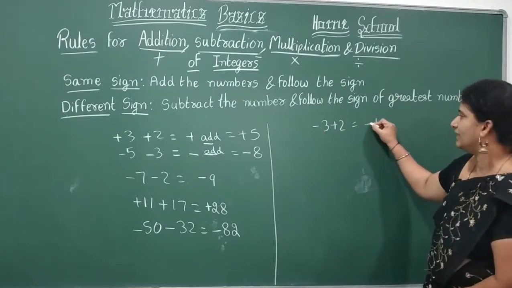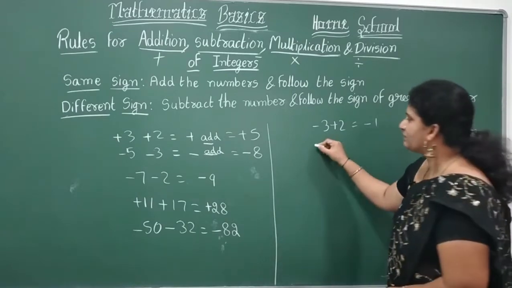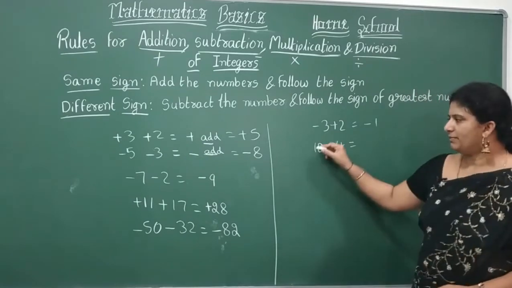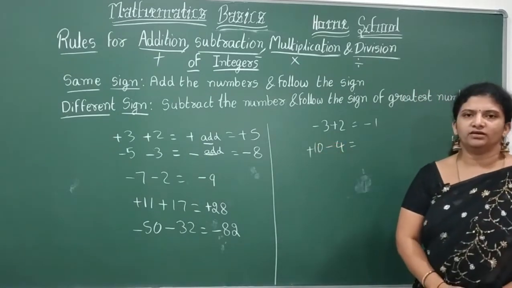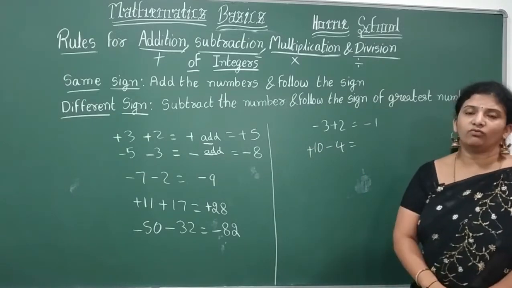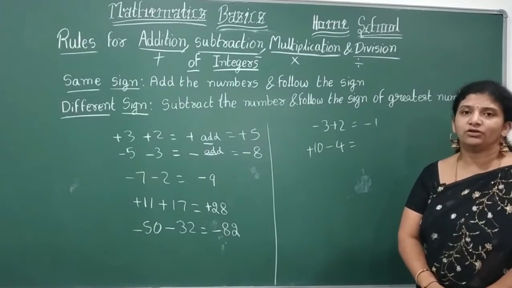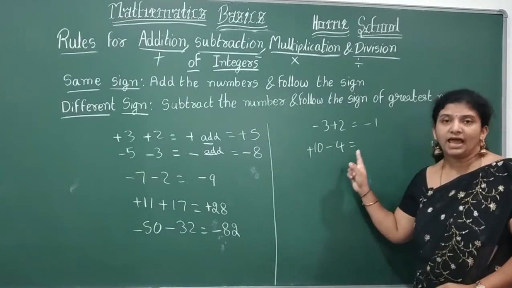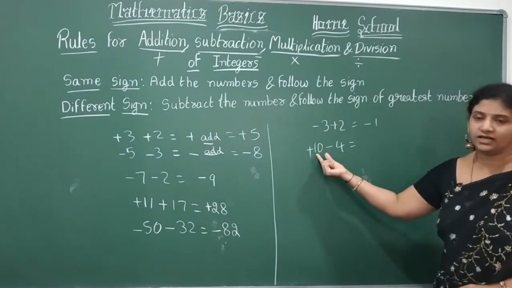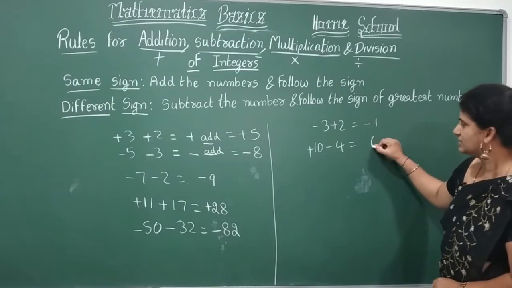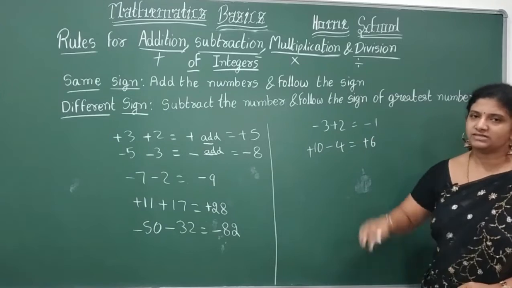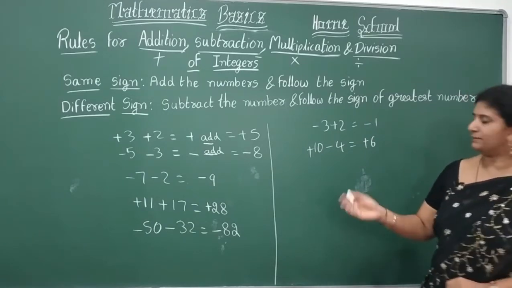Minus. Similarly, let us take 10 minus 4, plus 10 minus 4. Both have different signs, they are not the same, right? If they are different, what do we need to do? First, we need to subtract the two numbers and follow the greatest number's sign. Subtract here, children. 10 minus 4 will be 6. What sign does the greatest number have? Plus.